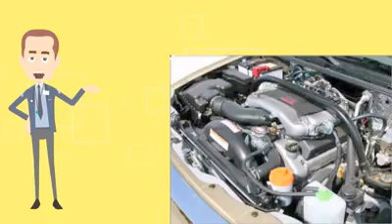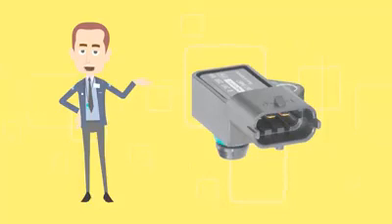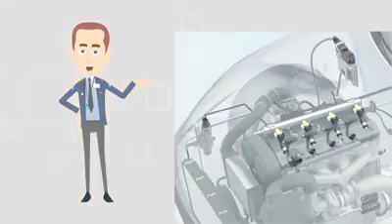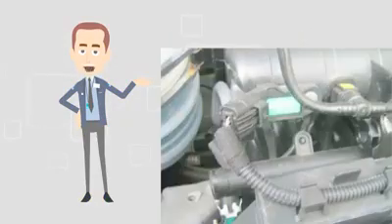Manifold absolute pressure sensor. This sensor is a key sensor because it senses the engine load. This sensor measures air pressure, which tells the ECM the current altitude of the vehicle. With the help of this information, the ECM can adjust the ignition timing and fuel enhancement. It is bolted on the intake manifold or linked with a vacuum pipe from the intake manifold.